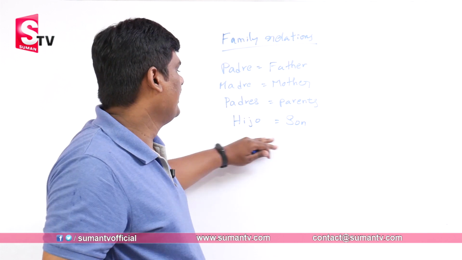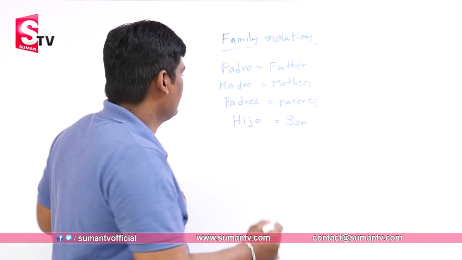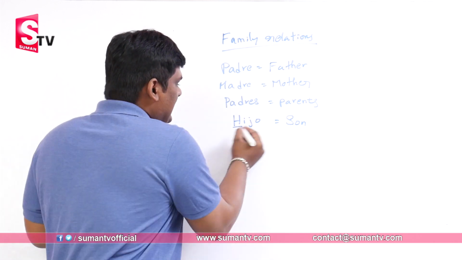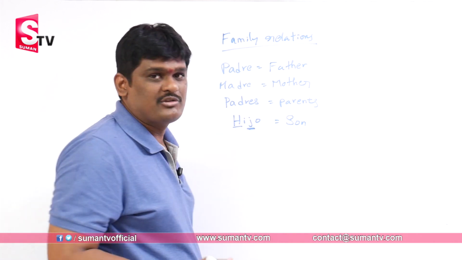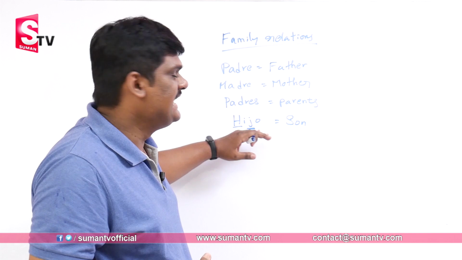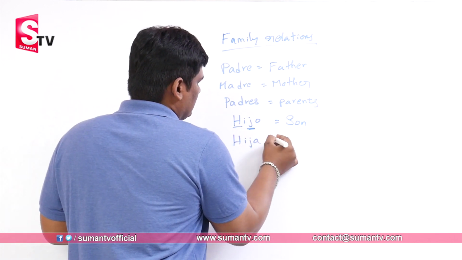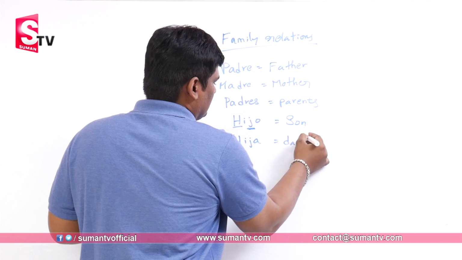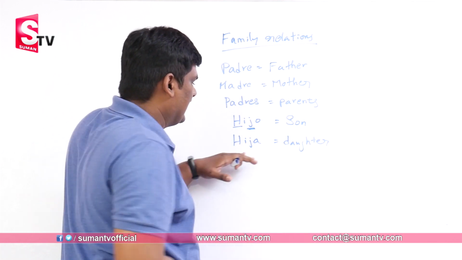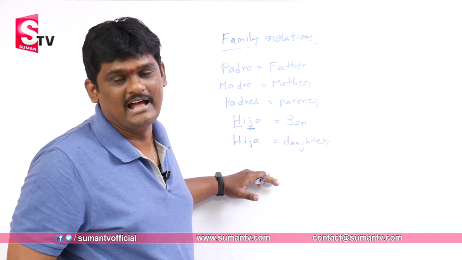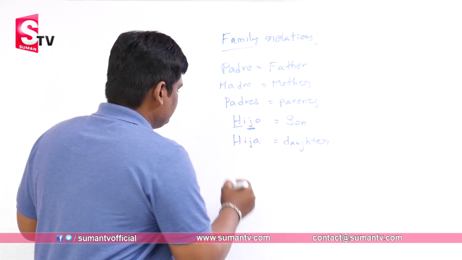Hijo. Hijo is son. As I told you, H is silent in Spanish, so it is pronounced as hijo, and J is pronounced as H, so it is hijo. Hija, daughter. So hijo is son, hija is daughter.